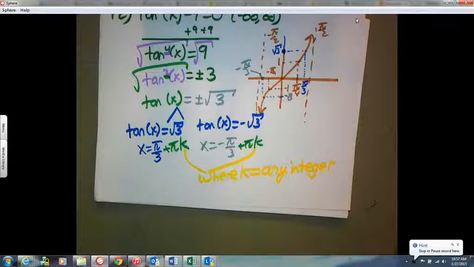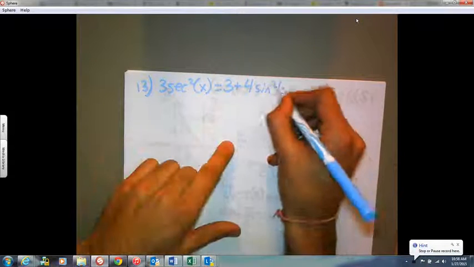Alright, so number 13, the one right below it, says 3 secant squared of x equals 3 plus 4 sine squared of x from negative infinity to infinity.